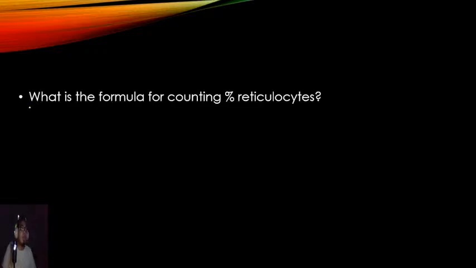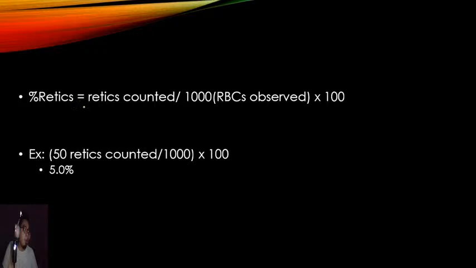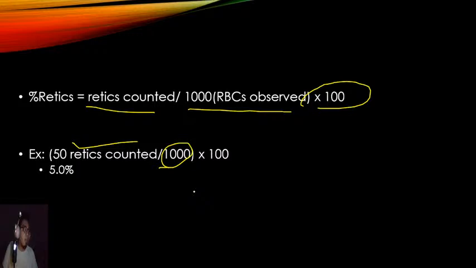Now, what is the formula for percent reticulocyte count? Remember, percent reticulocyte count lang muna ang pinag-uusapan, ha? You're going to count the retics, divide it by 1,000 RBCs observed, multiply it by 100. For example, you counted 50 retics per 1,000 RBC. Multiply it by 100. Now, sir, ang hirap.